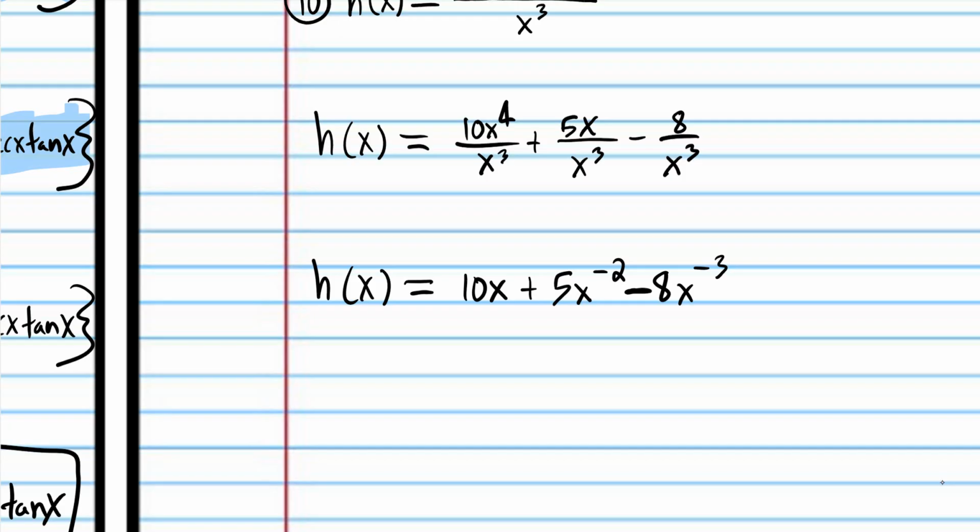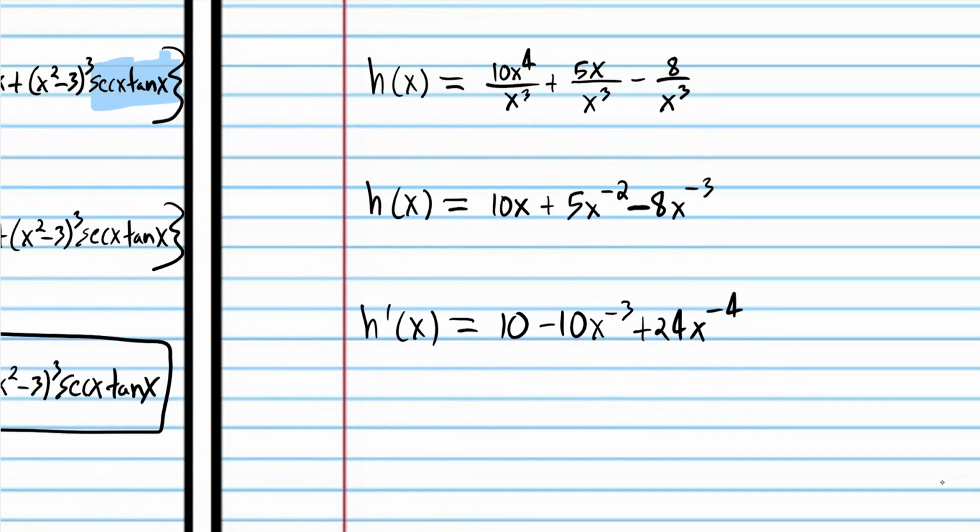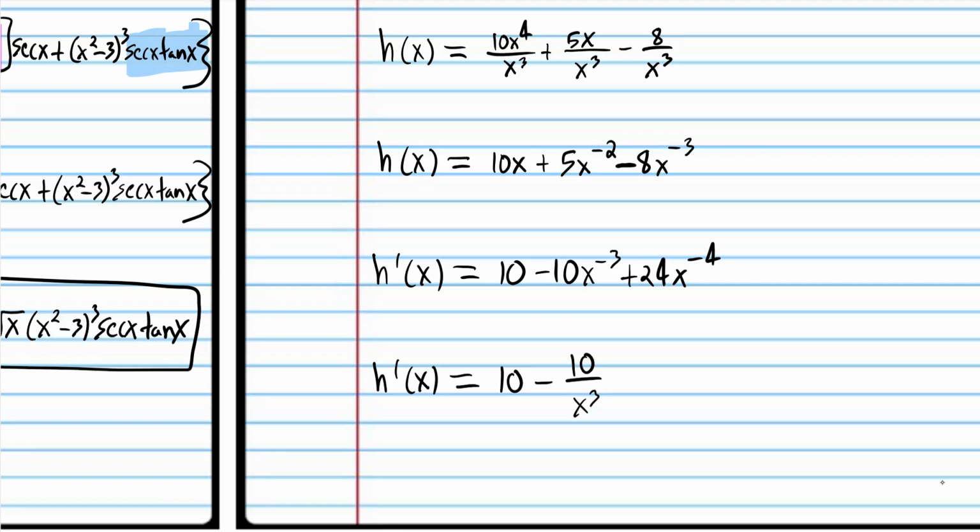We can just use the power rule now. So we have 10 minus 10x to the negative 3 plus 24x to the negative 4. Okay, but remember, we can't leave our answer with negative exponents. So our final answer is going to be 10 minus 10 over x cubed plus 24 over x to the 4th.